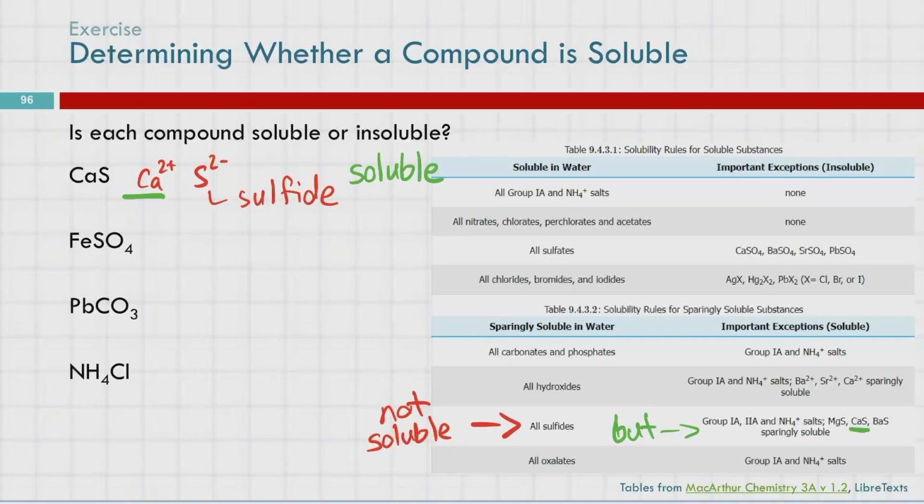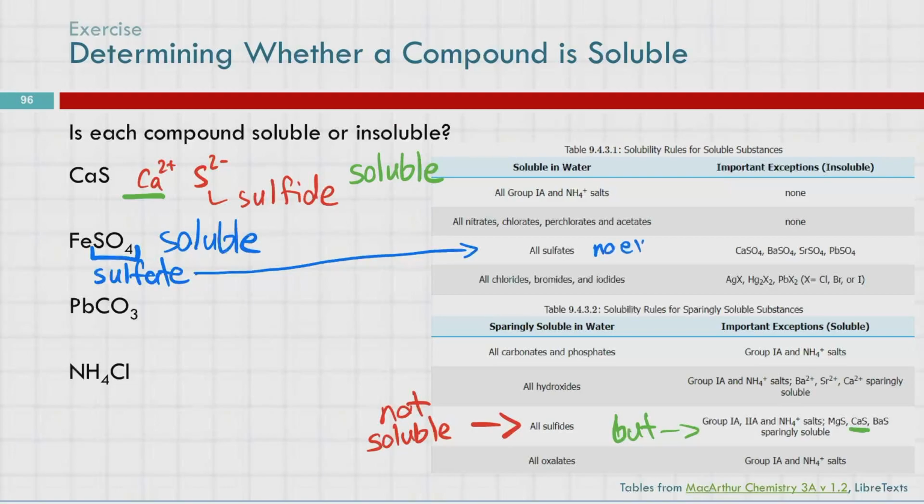All right, FeSO4. Is it soluble or insoluble? It is soluble. Why is it soluble? The thing that we find for FeSO4, SO4 is sulfate. That leads us to this all sulfates in the soluble in water category. So it should be soluble unless we have one of these exceptions. We do not have one of those exceptions. And so it's soluble.